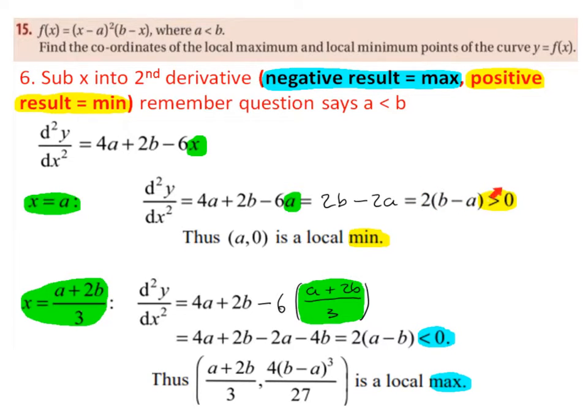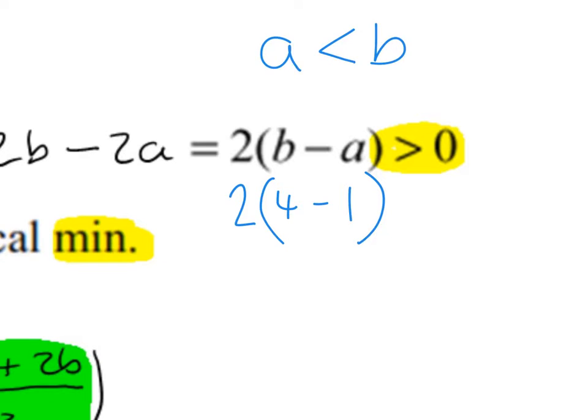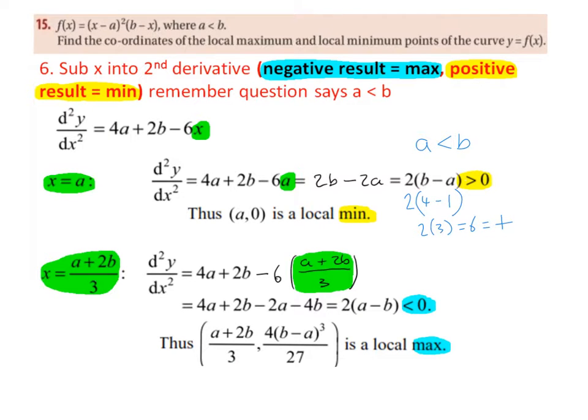Now 2 times (b minus a) is going to be positive, it's going to be greater than 0 if a is less than b. So let's say, for example, we know that a must be less than b. So let's say that b was 4, and let's say that a was 1. So a is less than b. So 2 times (4 minus 1) is going to be 2 times 3, which is 6, which is positive. So no matter what values you could sub in for b and a, so long as a is less than b, you're going to get a positive answer. So since when we sub our x value, which is a, into the second derivative, we get a positive answer, the point (a, 0) must be a local minimum.